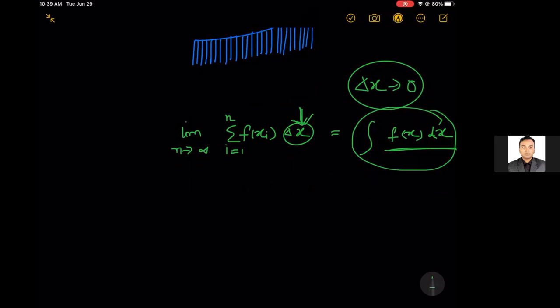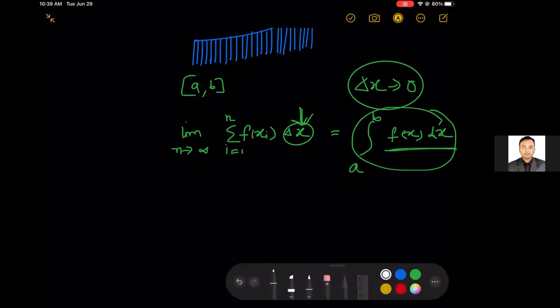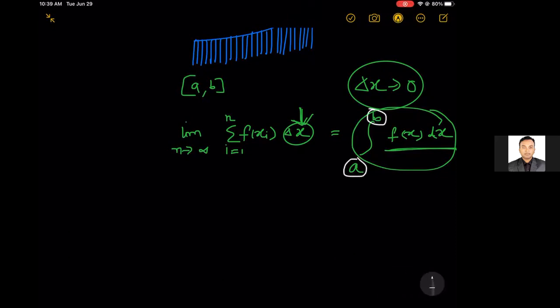Okay, let's say a and b, our interval is a and b. So we say this is the integration from a to b of that function. So we have developed the Riemann sum to reach this new conclusion, which we say integration or finding antiderivatives. We'd be finding definite integrals. Why? Because you can see we'll be getting the result within a certain interval.